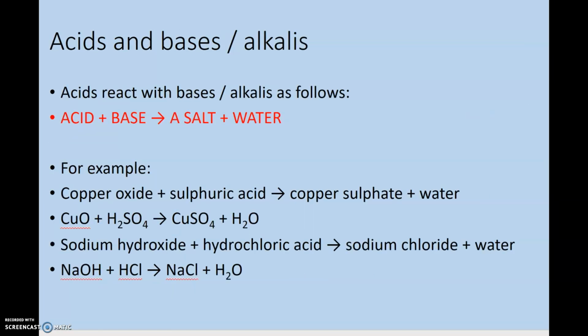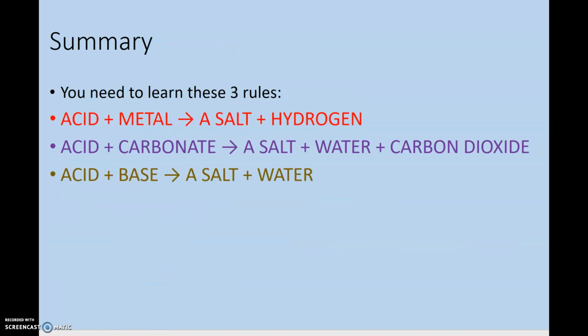If I had an acid that reacts with a base or an alkaline, then acid plus base gives you salt plus water. Again, you need to look at the name of the salt. So because I've used sulfuric acid, I make a sulfate salt. Here I use hydrochloric acid, I make a chloride salt. And finally, to summarize those reactions, acid plus metal gives you salt plus hydrogen. Depending on the type of acid, you will name your salt. Acid plus carbonate gives you salt, water, and carbon dioxide. And finally, acid plus base gives you salt plus water.